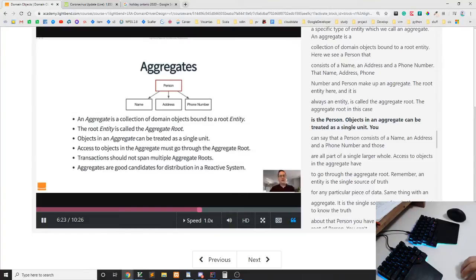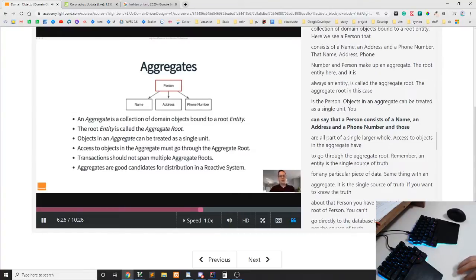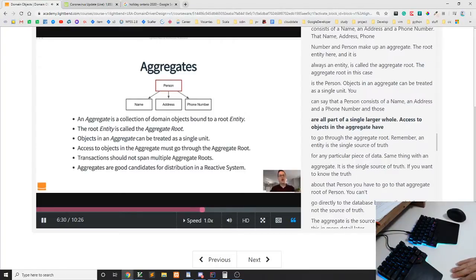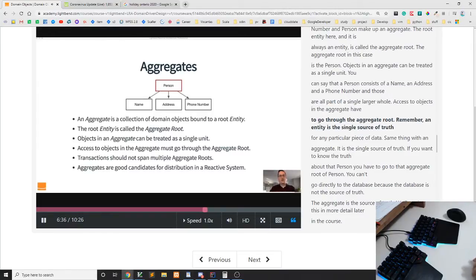Objects in an aggregate can be treated as a single unit. So you can say that a person consists of a name, an address, and a phone number, and those are all part of a single larger whole. Access to objects in the aggregate has to go through the aggregate root.